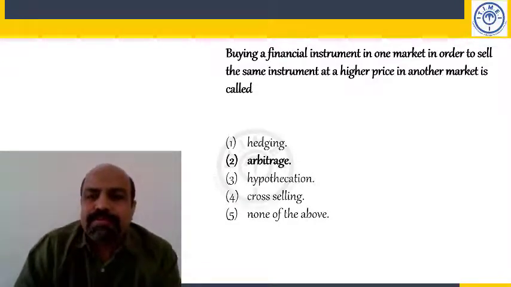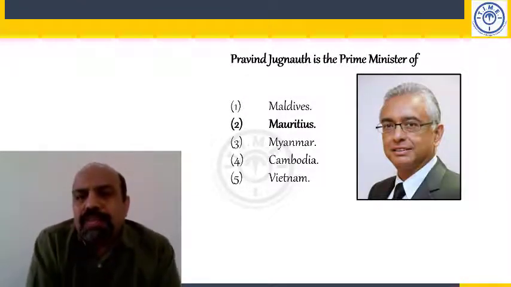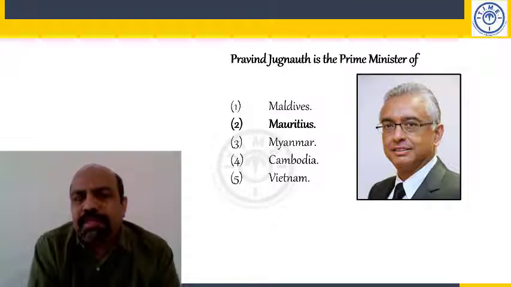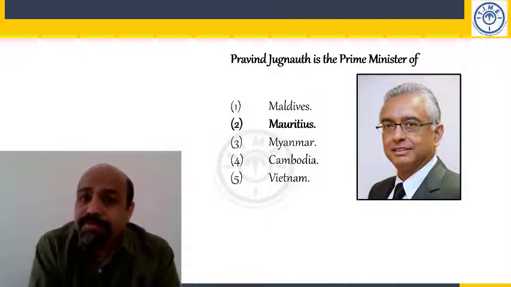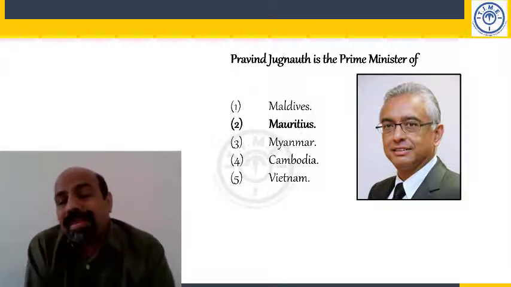I think we discussed this quite well. Lot of notes. Pravind Jugnauth is the Prime Minister of Mauritius. Mauritius is a country in Africa. It's an island country in Africa. It's part of Africa, northeast of Madagascar.